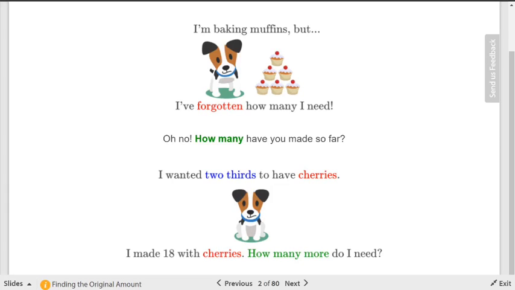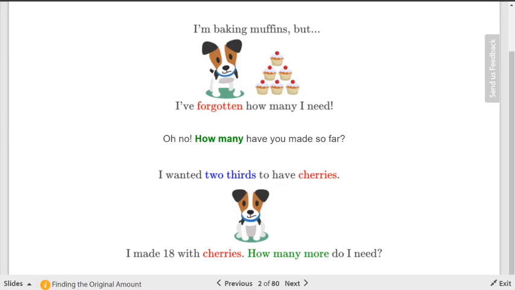He's forgotten how many cupcakes he needs. Okay, right? But he wanted 2/3 of them to have cherries. So he needs to know how many more he needs. He made 18 that have cherries, right? So he has 18 of his cupcakes that have cherries. And that's all the information we're given right now, yeah? Can we look at it?